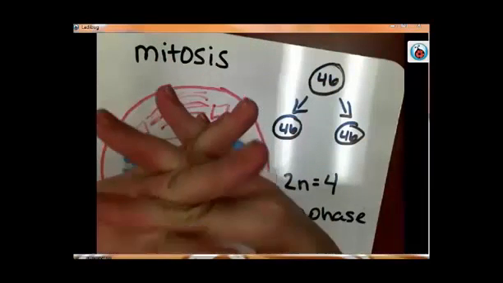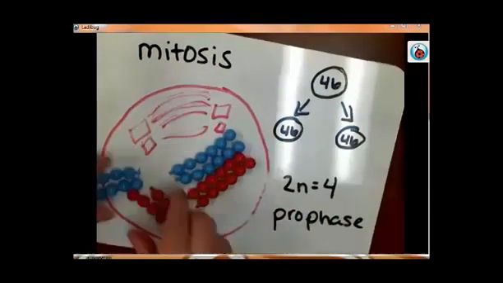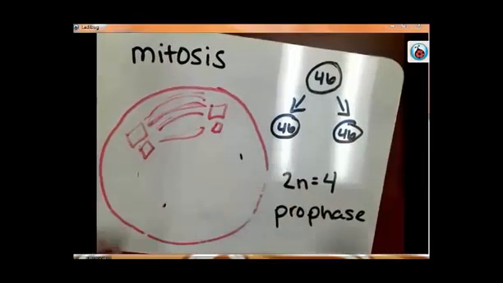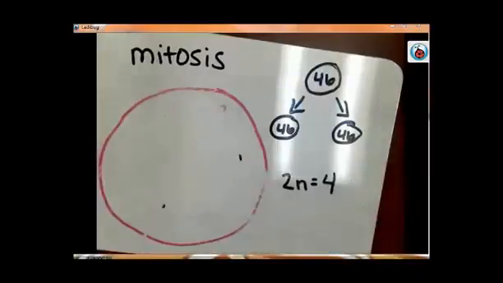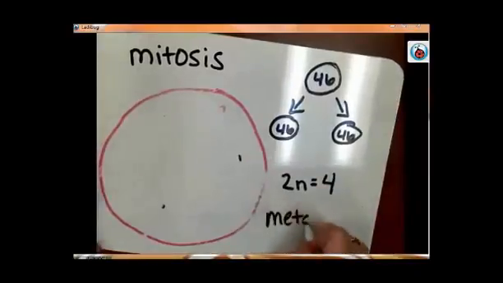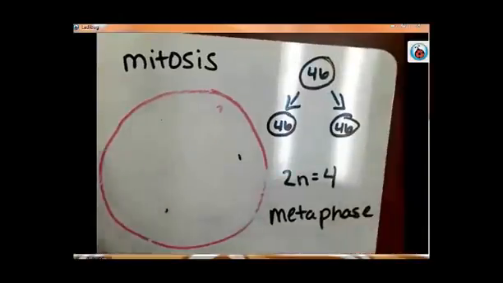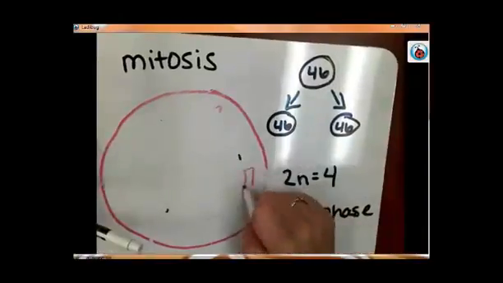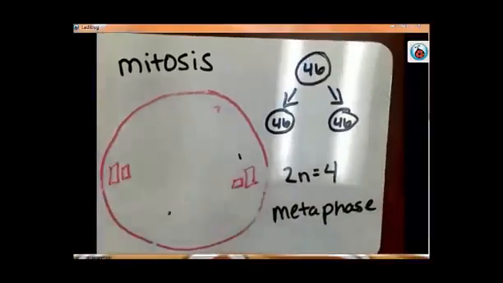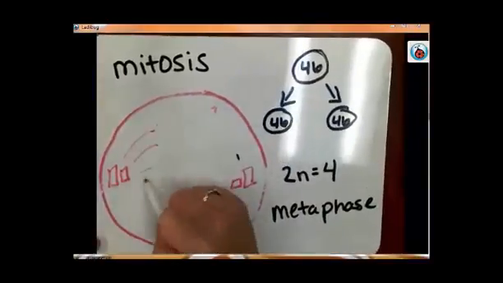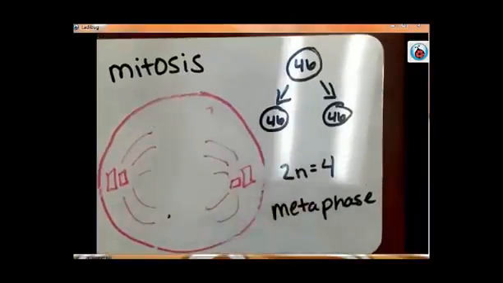Alright, so the next phase, after prophase, we go through metaphase, where our chromosomes are lined up in the middle. For this one, let's go ahead and delete this here. So we are then on our metaphase. Our centrioles are going to be on opposite poles of each other, with spindles coming out of them. And our chromosomes are going to line up in the middle.